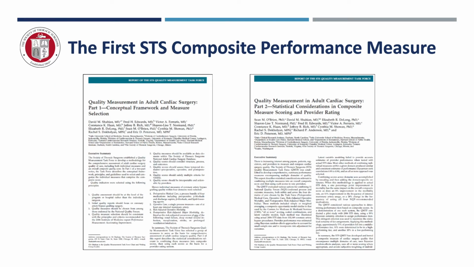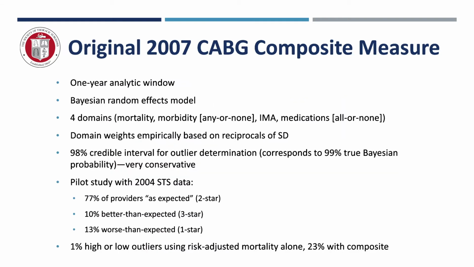In 2007, after several years of development, the STS Quality Measurement Task Force published a two-part series of articles describing its first composite measure for the most common adult cardiac procedure, isolated CABG. This measure was estimated using 1 year of data, which at that time provided reasonable sample sizes.